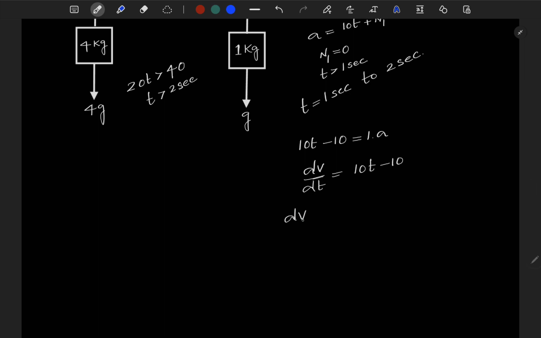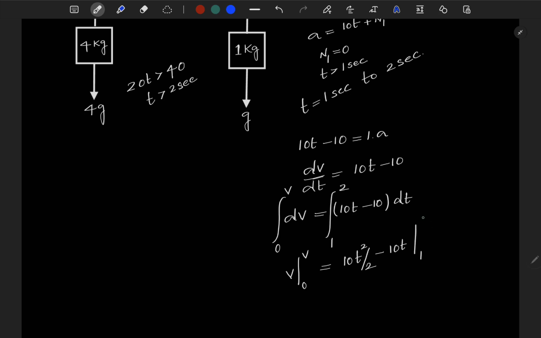So let's try to solve this one. So you have dv is equal to 10t minus 10 times dt. So let's integrate this with proper limits. So integration of dv and integration of this one, and the limits of t are from 1 second to 2 seconds, because from t equal to 0 to 1 there is no motion of the 1 kg at all, and initially when t is 1 the block is at rest, and let's say the velocity of the 1 kg block is v at the end of 2 seconds. So integration of dv is v and the limits are from 0 to v, and the integration of 10t is 10t square upon 2 minus integration of simply 10 is 10t, and the limits are from 1 to 2.